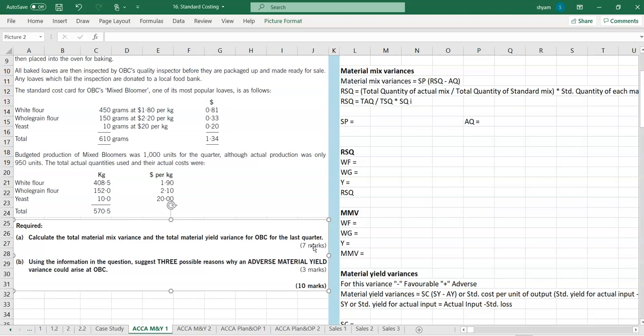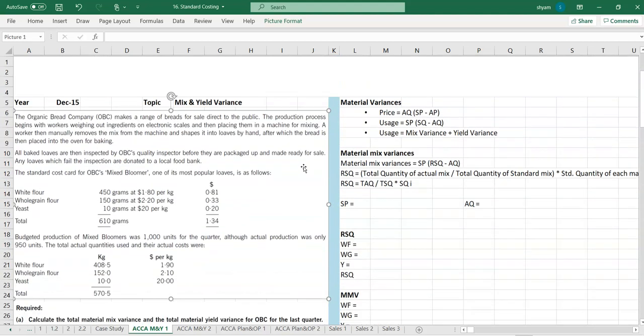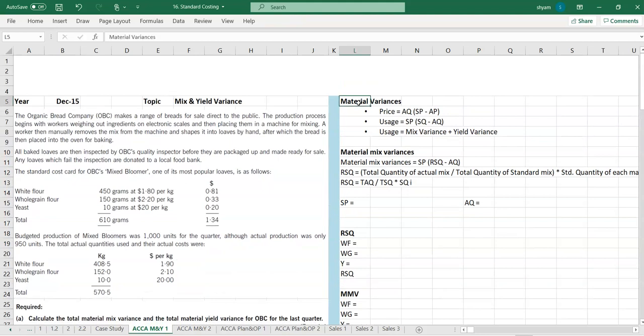and this has 7 marks, and you have to tell, using the information in the question, suggest 3 possible reasons why an adverse material yield variance could arise at OBC. So you have to tell 3 reasons why adverse material yield variance will occur for this company. Okay, so first we'll get an idea about what these variances are.